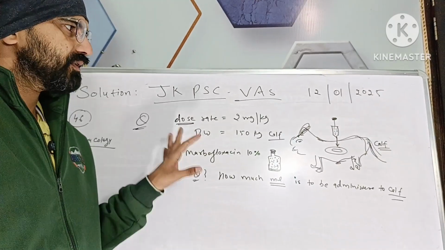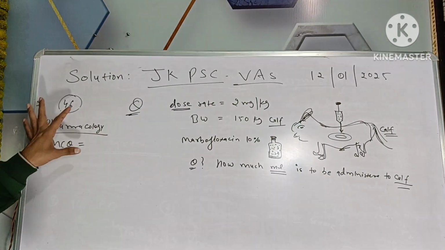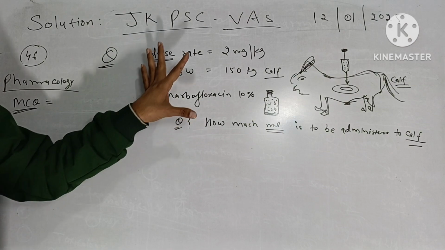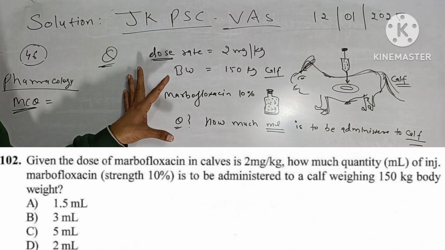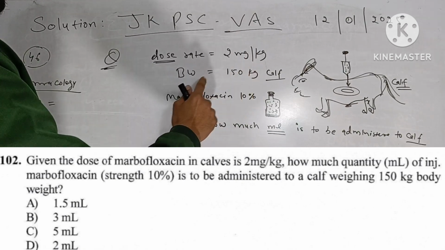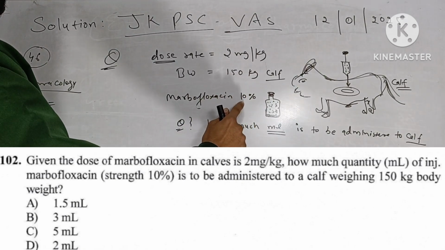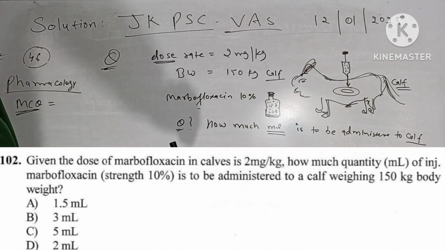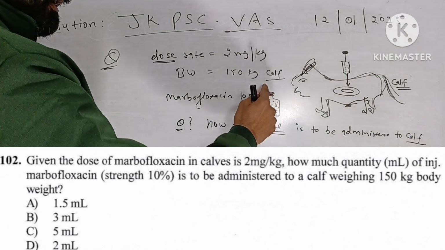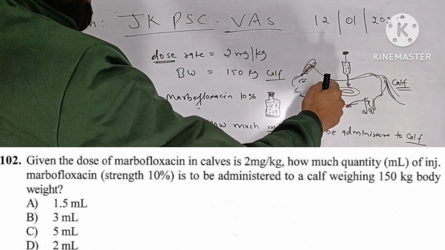So in continuation with our previous lecture, today we'll solve MCQs of the pharmacology section. This MCQ is from general pharmacology, where the dose rate is given as 2 mg per kg, the body weight of the calf is 150 kg, and the marbofloxacin strength is given as 10%. What they have asked is how many ml you will withdraw from this bottle and inject into the calf's body.